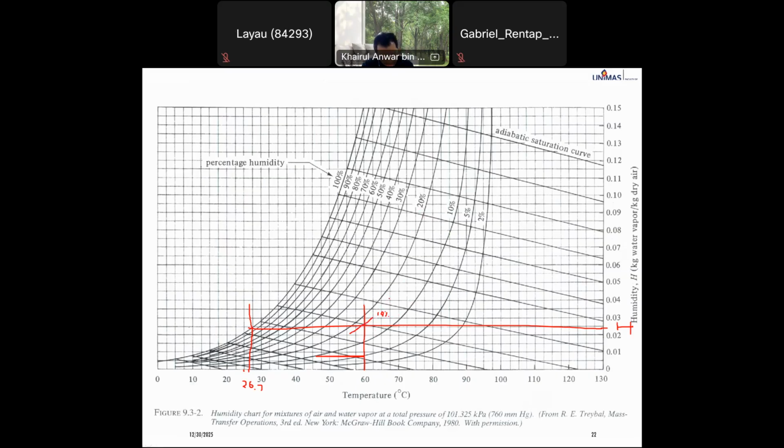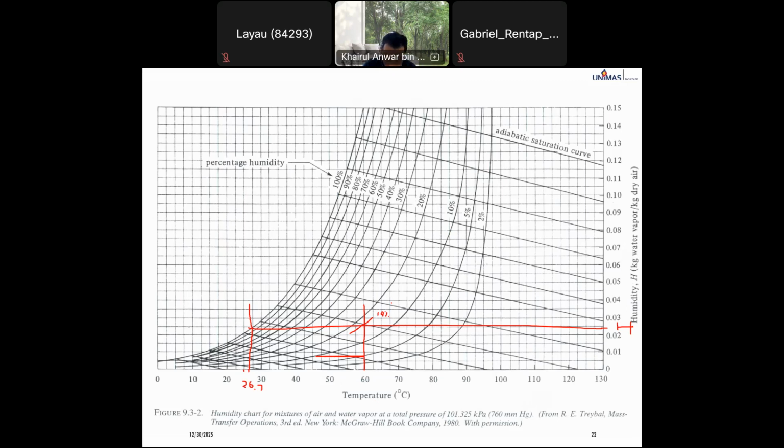That one is hash HP. The another one is calculate the CS. So to calculate the CS using equation 33.3-6, CS equal to 1.005 plus 1.88 multiply with hash. In this case, hash is 0.0225. Then you get CS equal to 1.047 kilojoule per kg dry air Kelvin. It is for SI. For English unit, you need to refer to another equation, similar equation but different value for English unit.